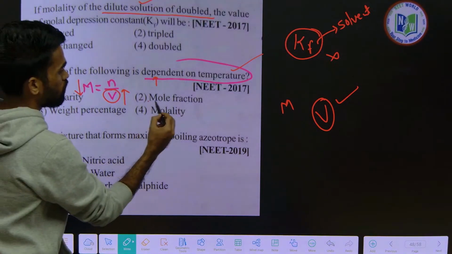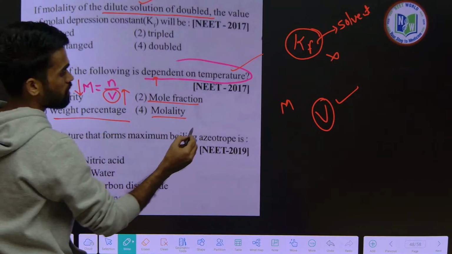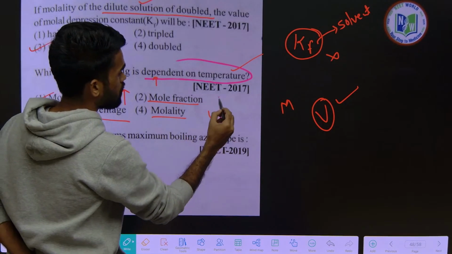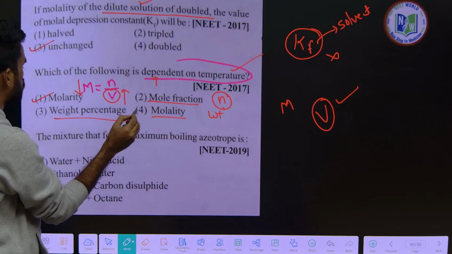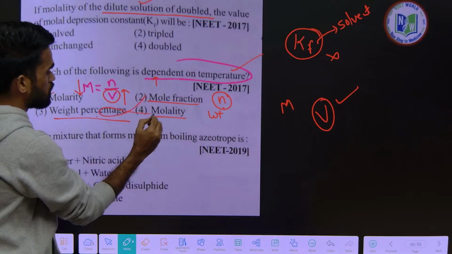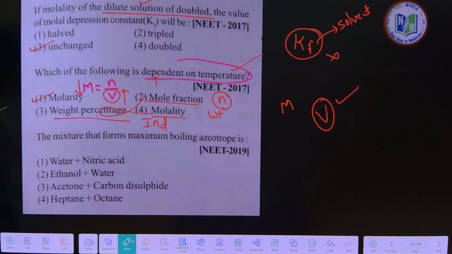Next, mole fraction, molality, weight percentage. All of them involve weight of substance or number of moles of substance. Therefore, there is no volume term in options 2, 4, 3. Therefore, these are temperature independent. Only option 1 will be the perfect answer.